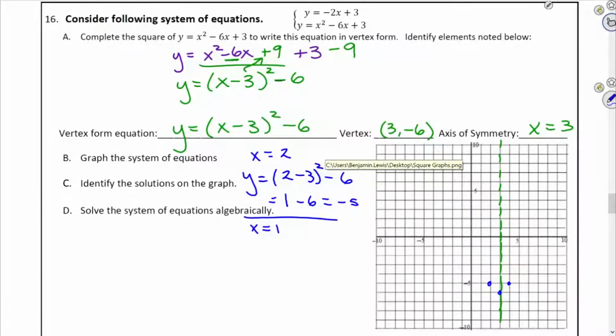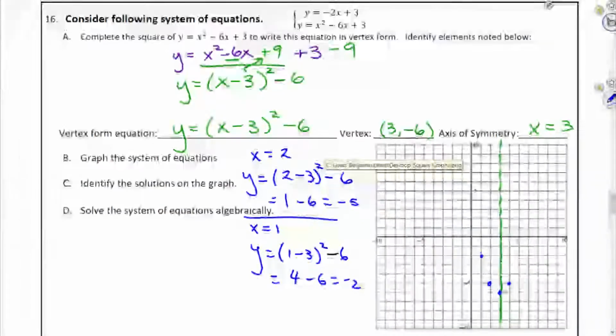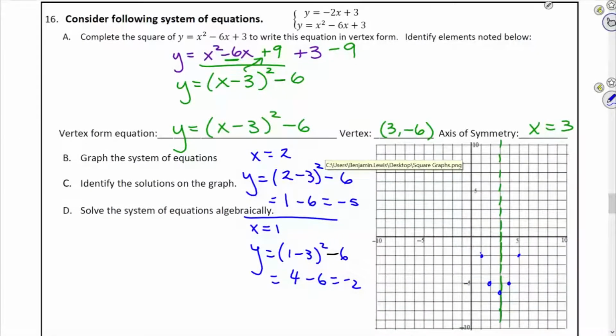Okay? If x is equal to positive 1, plug that in, I get y is equal to 1 minus 3 squared minus 6. And let's see here, 1 minus 3 is negative 2. Negative 2 squared is a positive 4, and positive 4 minus 6 is negative 2. So I get the point (1, -2), and it's symmetric, so I also get the point (5, -2) as well. Okay, now I'm going to go one more just so I have an extra term.